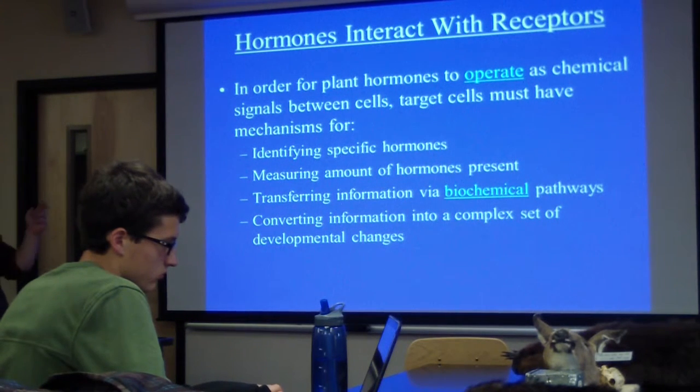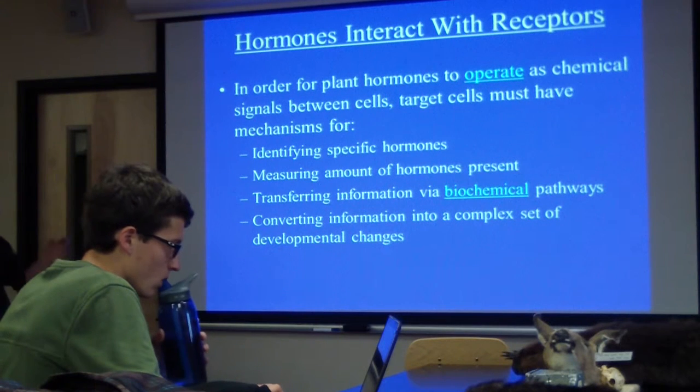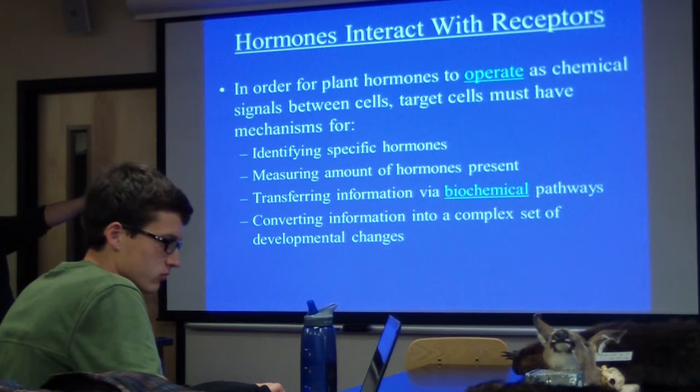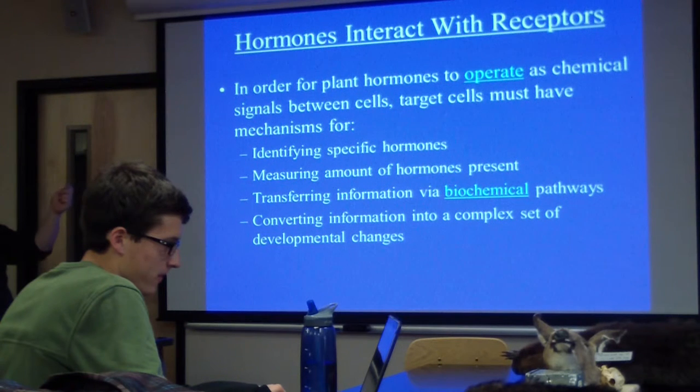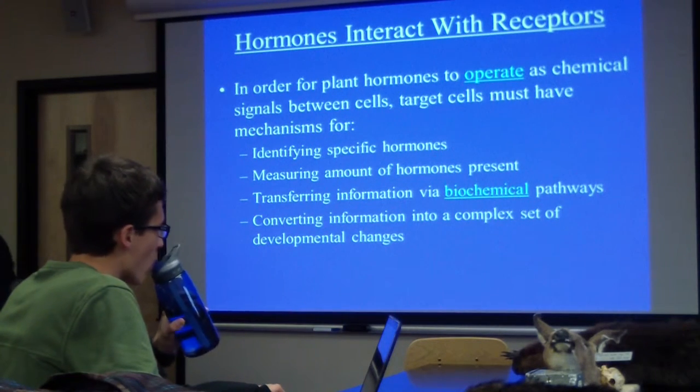They have to be able to transfer that information by way of a biochemical pathway. We're going to spend a lot of time on that step. We're going to see the original hormone message and then boom, what flows from that. And they have to be able to then convert that information into a complex set of developmental changes. So this is just a general list that makes a nod towards the target cells and acknowledges that it's not just the hormone message that's important, it's the target cells that are important. They have to be able to do all of these things in order to receive that message, right, and to do something about it. So they're working hand in hand.